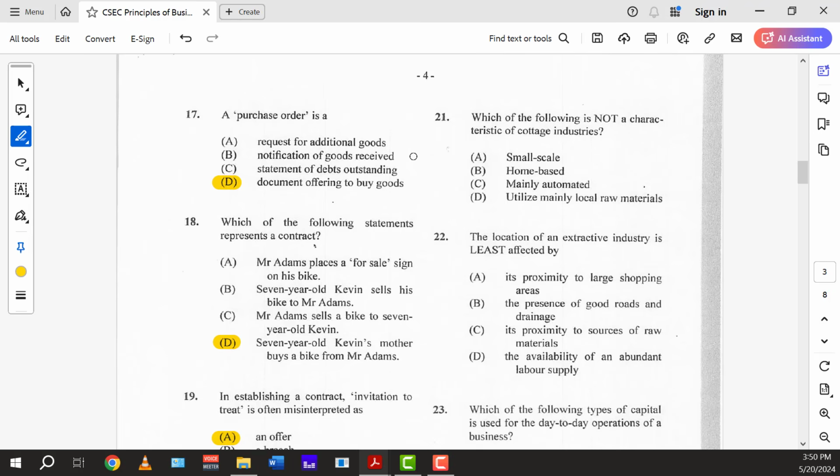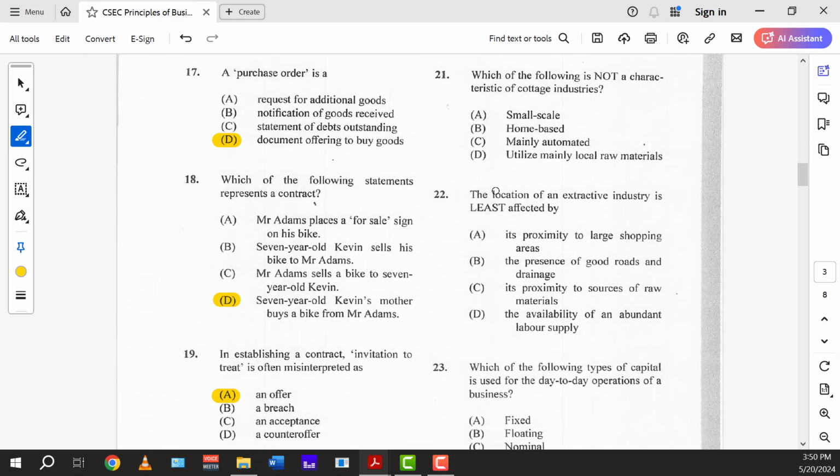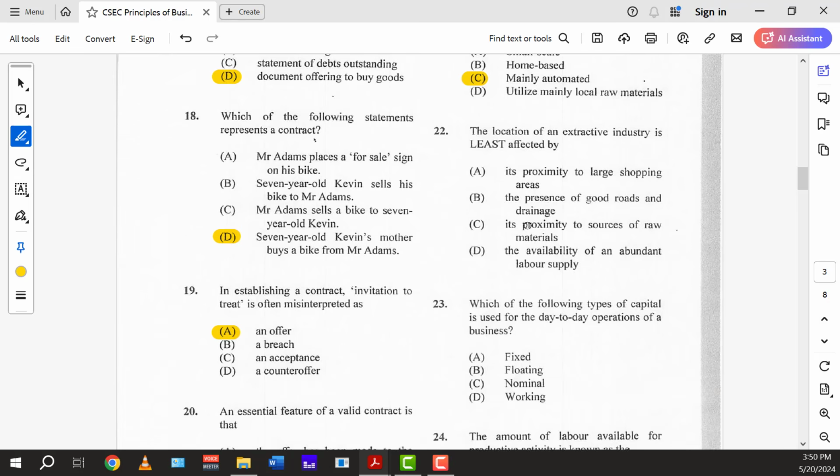21. Which of the following is not a characteristic of a cottage industry? A, small scale. They usually are. B, home base. They usually are home based. C, mainly automated. Or D, utilize mainly local raw materials. So the answer is C. They normally use small tools, manual labor, that kind of thing. They hardly ever are mainly automated. Can't afford it, sometimes too small.